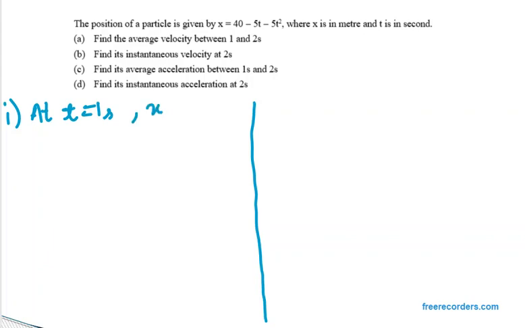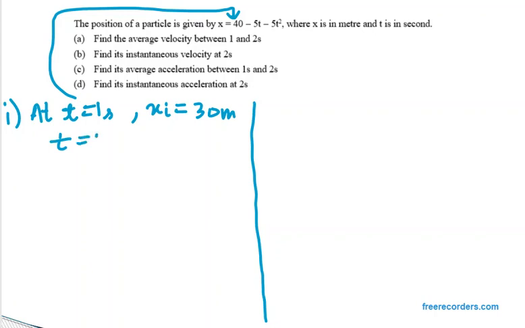So my xi, that is initial position, will be 40 minus 5 minus 5. That means 30 meter. You just need to put the value of t in the position of the particle here. You will get the x value. Now the t is 2 seconds. So this will give me the final position. When I put 2 as t, I will get xf as 10 meter.